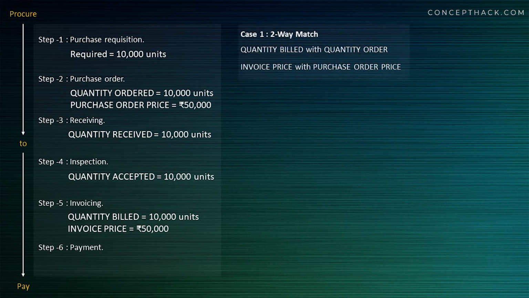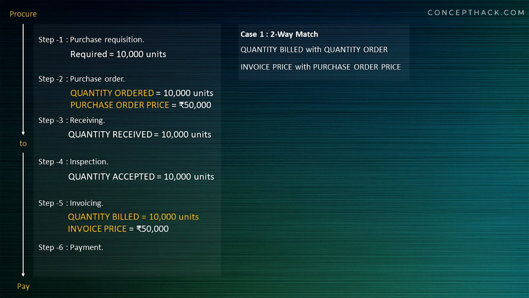Let us see case 1, where the company has selected two-way matching. In this case, we will compare quantity billed with quantity ordered and invoice price with purchase order price. We will get quantity billed from the invoice, whereas quantity ordered will be available from the purchase order. Invoice price is available from the invoice and purchase order price is available from the purchase order. As you know, all the documents are already available with the accounts payable department because they have received everything. Now they are just going to compare.